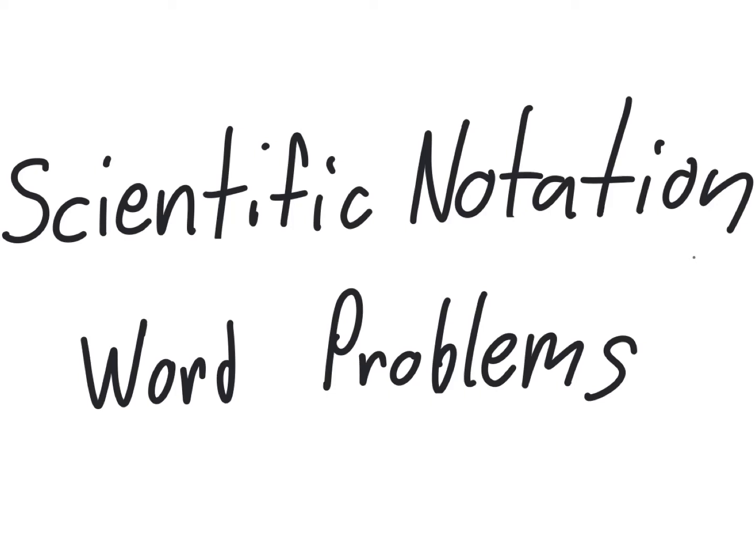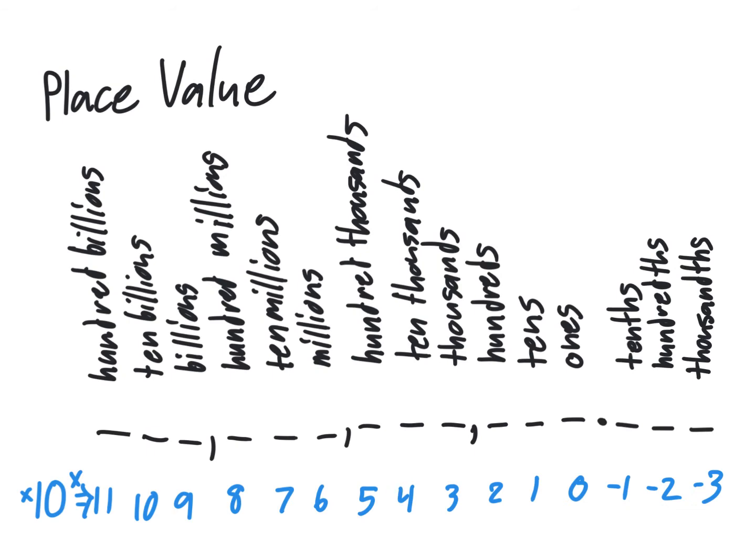Today we will learn about answering word problems in scientific notation. First, let's review place value. As we start from our decimal point and move to the left, we go through the ones, tens, hundreds, thousands, 10,000s, 100,000s, millions, 10 millions, 100 millions, billions, 10 billions, and 100 billions place values. These keep going on to the left.